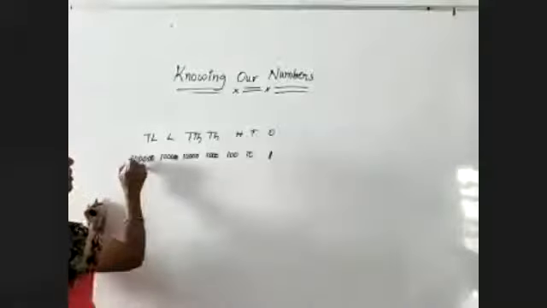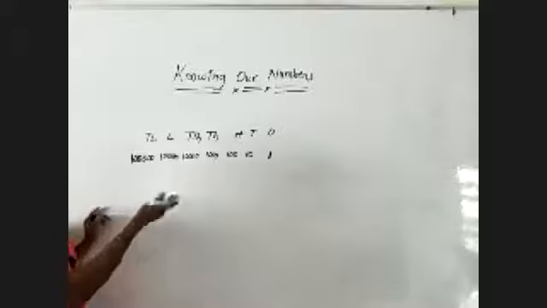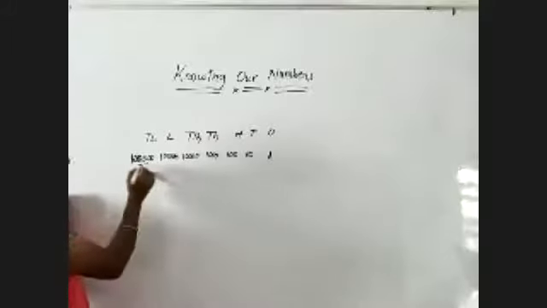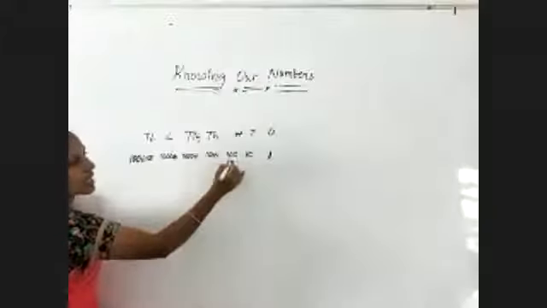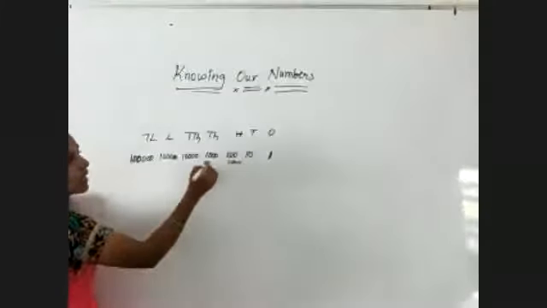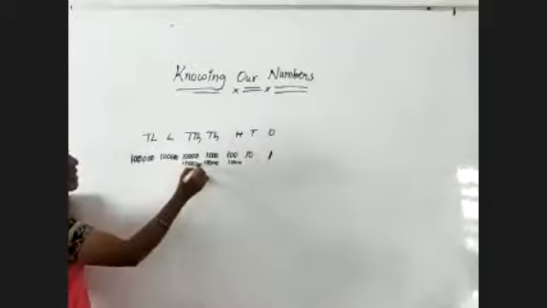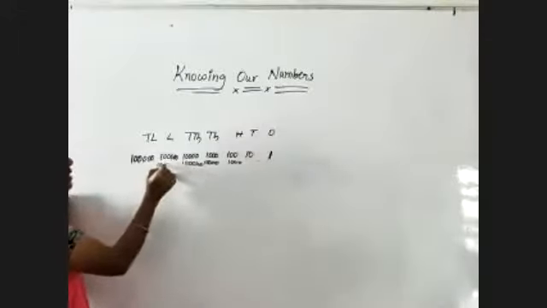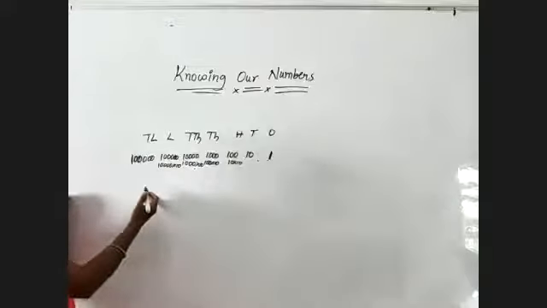See, each place value, when I am increasing the place, I am multiplying with 10. 1 into 10 is 10. 10 into 10 is 100. 100 into 10 is 1000. And 1000 into 10 is 10,000. 10,000 into 10 is 1 lakh. Means each time it increases by 10 times.